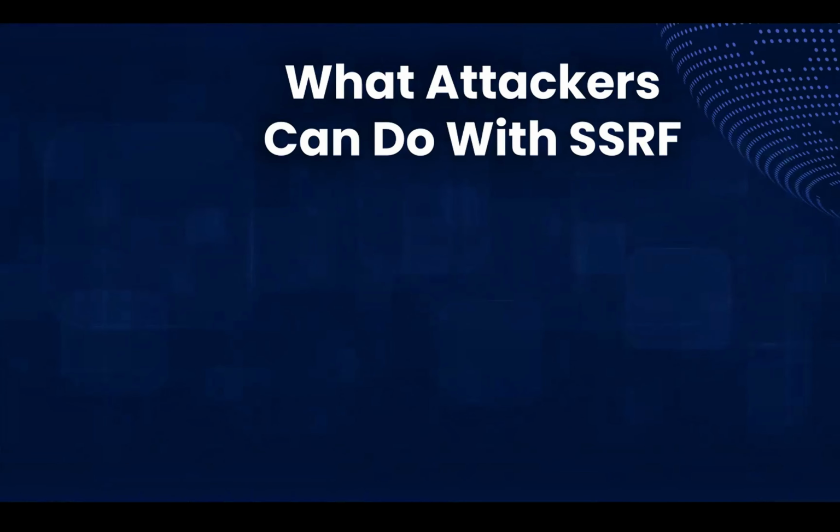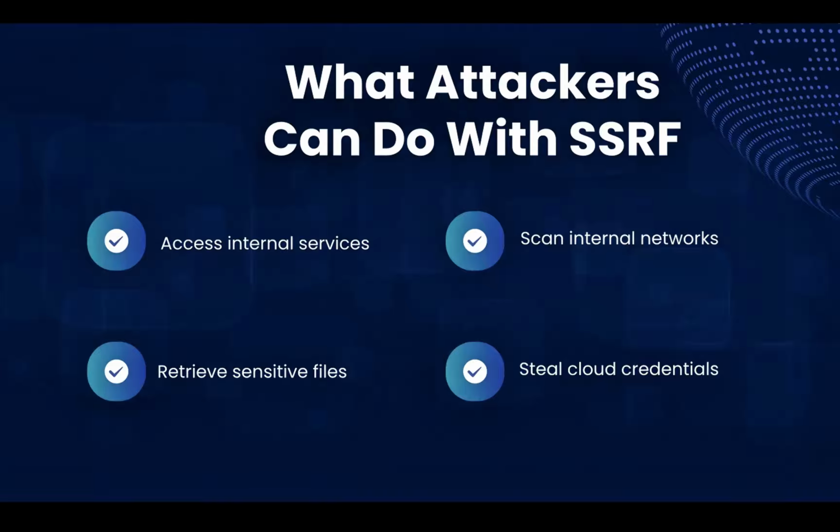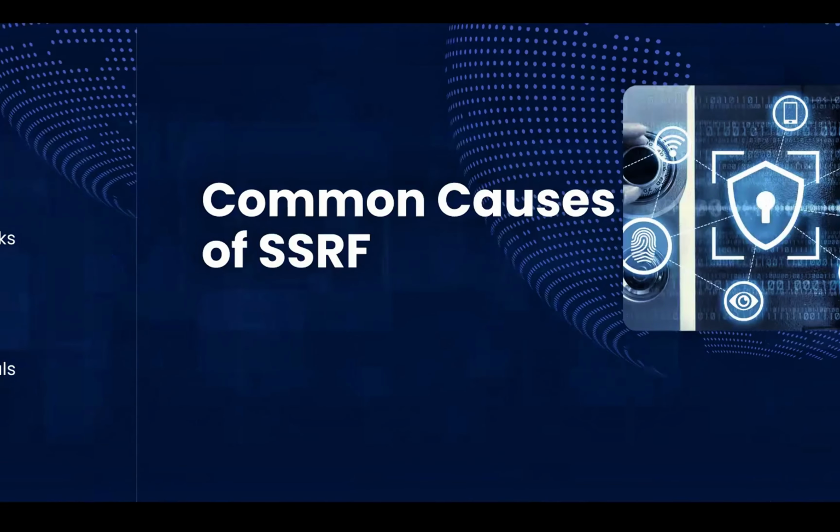Now, what can attackers do with SSRF? The impact of SSRF can escalate quickly, and here is what attackers can do with it. The first is that they can access internal services. The second, they can scan internal network ranges. The third, they can retrieve sensitive files or configuration data. And lastly, they can steal cloud credentials and tokens. This means that SSRF can move an attacker from just having web access to compromising the full infrastructure.